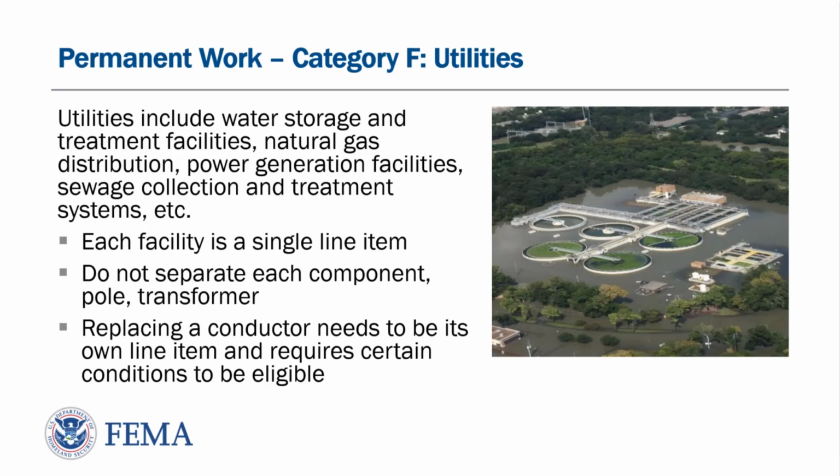Examples of Category F utilities include water storage and treatment facilities, natural gas distribution, power generation facilities, sewage collection and treatment systems, and water and wastewater systems. Each facility is a single line item. Do not separate each component, each pole or transformer, for instance. And for electrical transmission or distribution systems, replacing a conductor will need to be its own line item, and there are specific conditions that need to be met for that to be eligible.